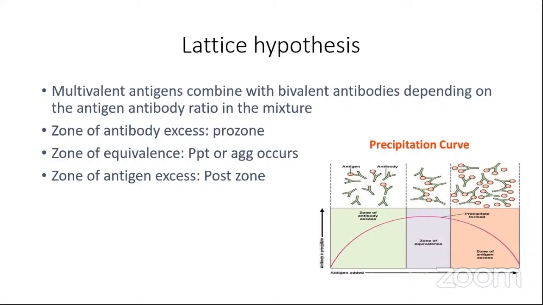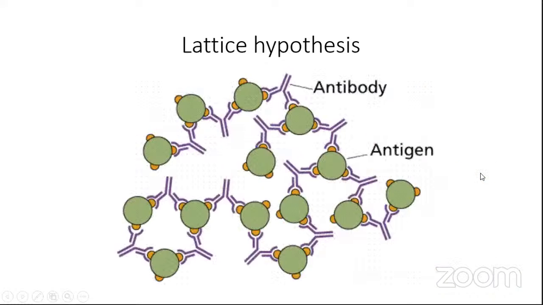Whereas in the later half, you have the zone of antigen excess, which is called the postzone phenomenon, where also the lattice will not be formed, so it will not be in an observable manner. Here, if you see, there are equal numbers of antigens and antibodies, so it forms a lace-like structure or a lattice which is visualized in an observable manner.